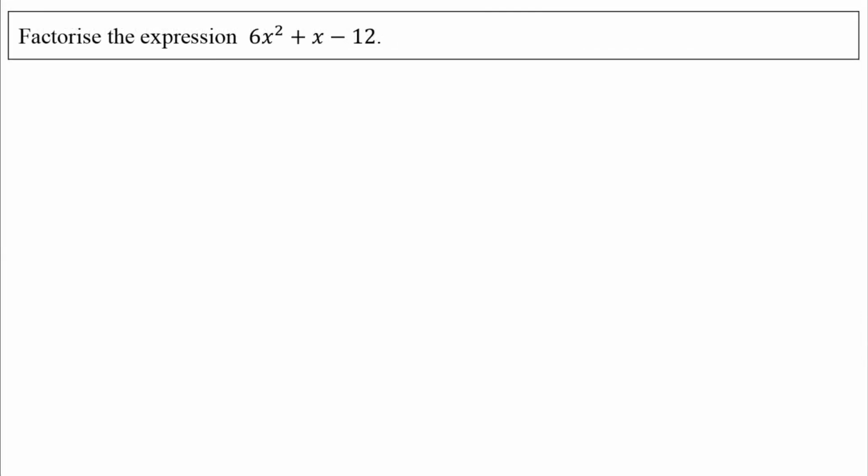So our first step was to write down the values of a, b and c. So we have an a of 6, a b of 1 and a c of negative 12. We also had to write down the value of a times c. 6 times negative 12 is negative 72.